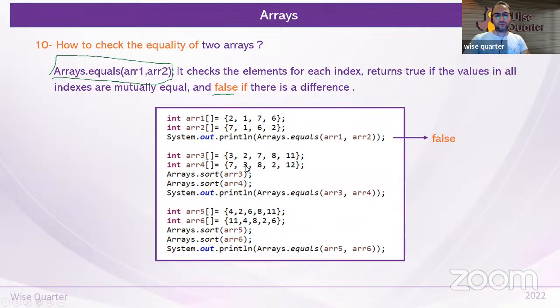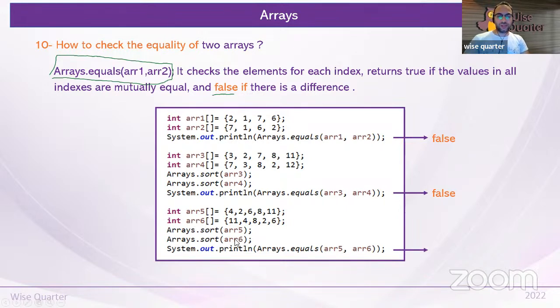What about this one? 3, 3, 2, 2, 7, 7, 8, 8. Oh, last elements are different, so the result will be false. Even though we sorted them, they have different elements, so answer will be false. As you can see, they are not same elements. 4, 4, 2, 2, 6, 6, 8, 8, 11, 11. 1, 2, 3, 4, 5, 1, 2, 3, 4, 5. Yes, the order is not right. The order is not same. If you try to compare them like this, the result will be false.